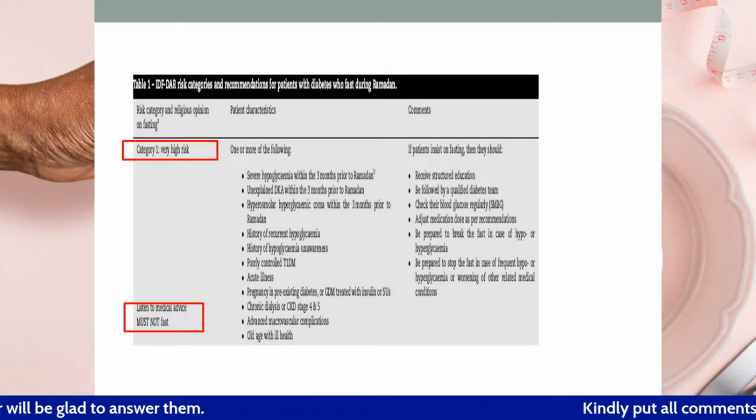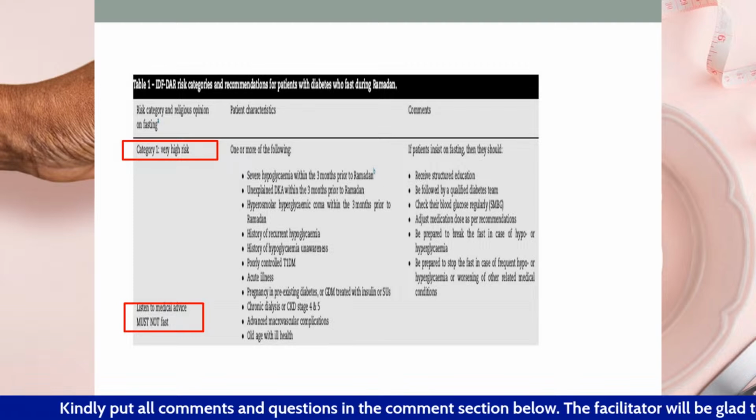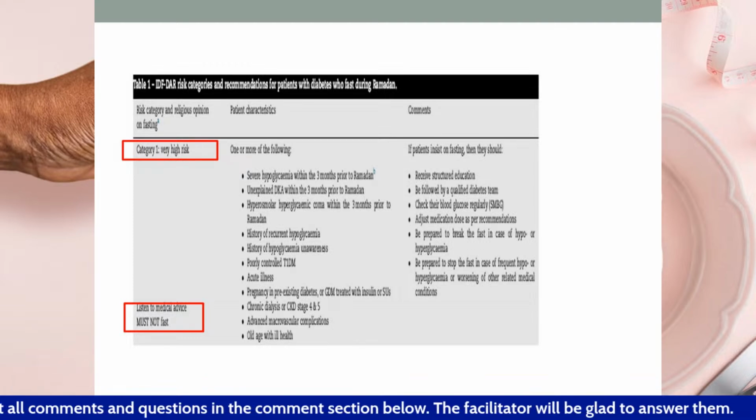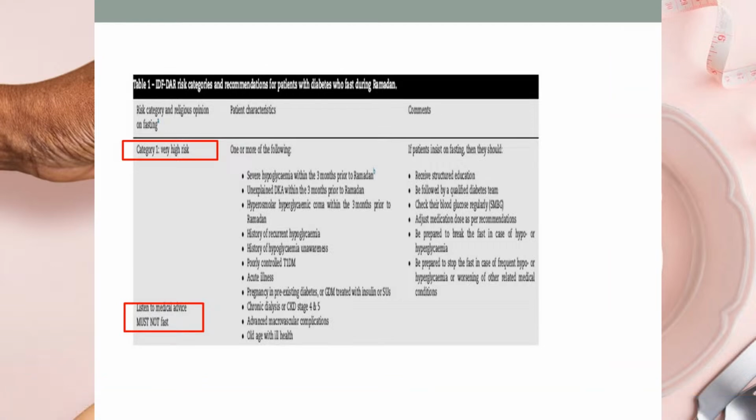And so the recommendation says they cannot fast, yet a lot of them would not come for medical consultation before Ramadan, or even if they consult you and you advise that they shouldn't, based on the risk profile that they have, they will still go ahead and fast.